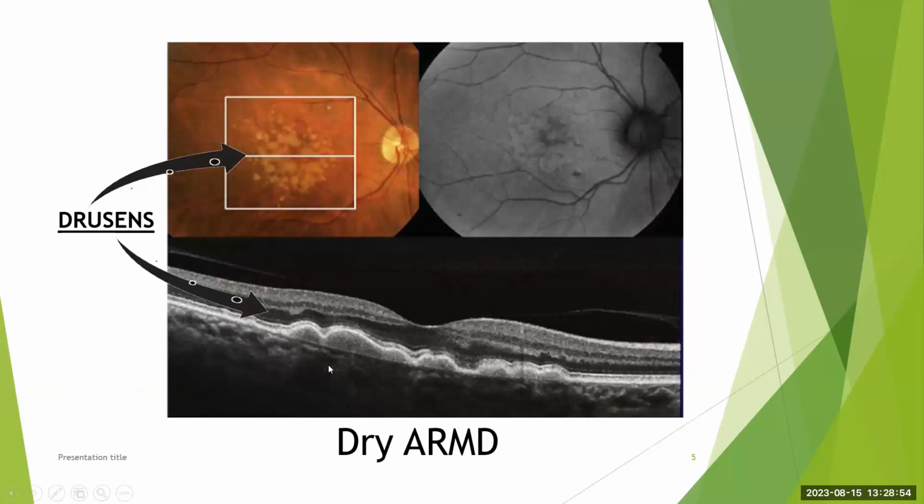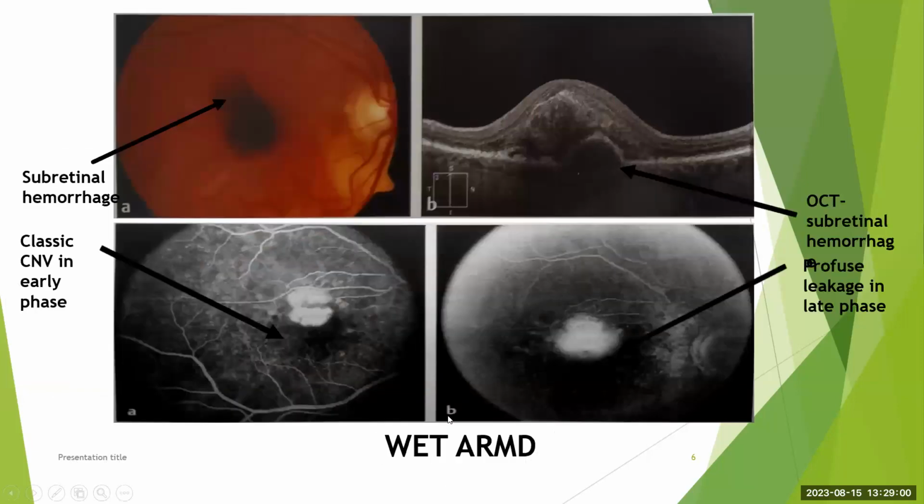This is a slide of dry ARMD. We can see drusen. In wet ARMD, there is subretinal hemorrhage. This is an OCT image showing subretinal hemorrhage. This is early phase classic CNV, and this is profuse leakage in the late phase.